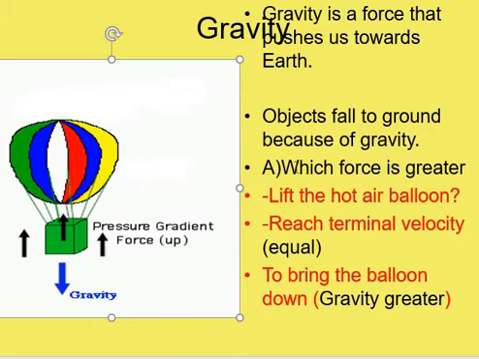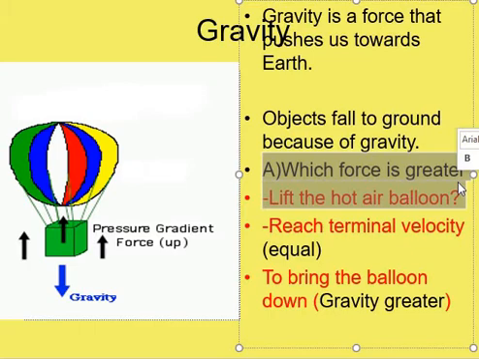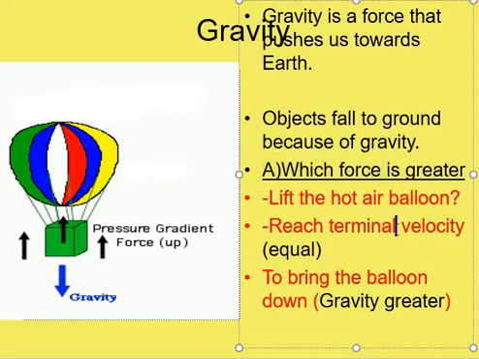Which force is greater to reach terminal velocity? You should be able to say none of them are greater, they're both equal. So weight and air resistance are equal at this point. So it moves then at constant velocity.